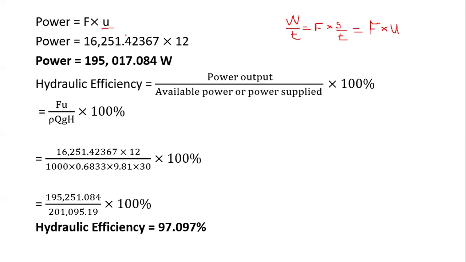So we're just going to substitute now, and we're talking about the power delivered to the bucket. So that's why we're going to use the velocity of the bucket, the absolute velocity of the bucket, which was given as 12 meters per second. So the force 16,251.42361, I multiply this by the 12, and the answer I get is this. So there I have it. That's the power being delivered.